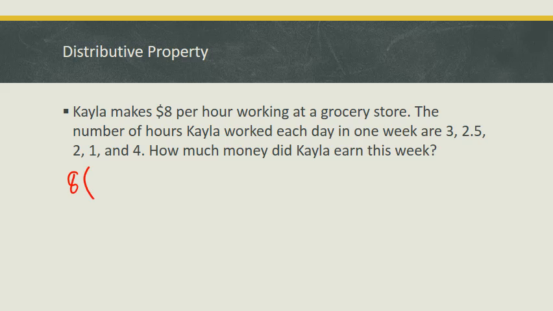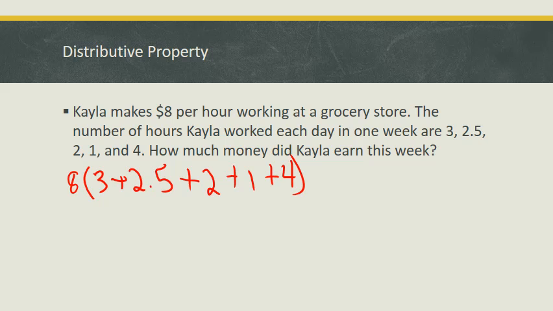8 times 3 plus 2.5 plus 2 plus 1 plus 4. And so 8 is the amount of money she earns per hour. The 3, 2.5, 2, 1, and 4 are the number of hours that she worked in a given week.